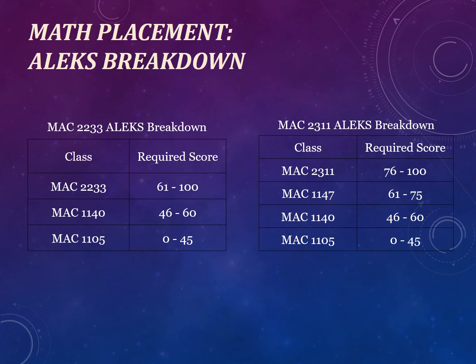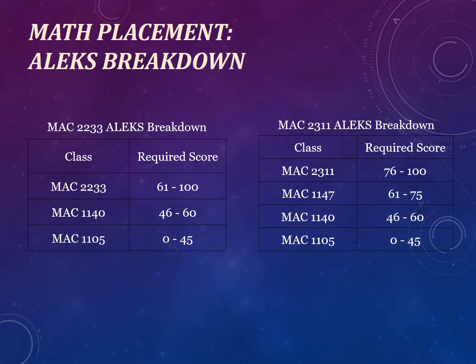So as you know, after MAC 1140, the next step in the sequence for Survey of Calculus is MAC 2233. So that means that at 61% or higher, a student is now eligible to take MAC 2233 if that's something that they need for their major.